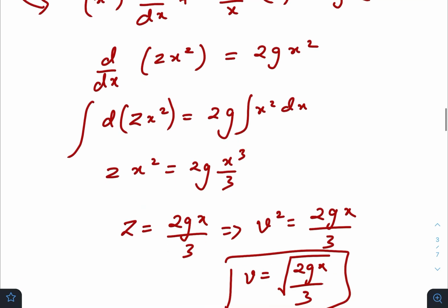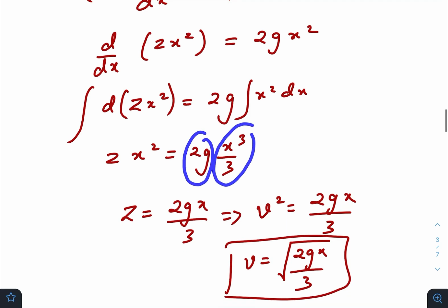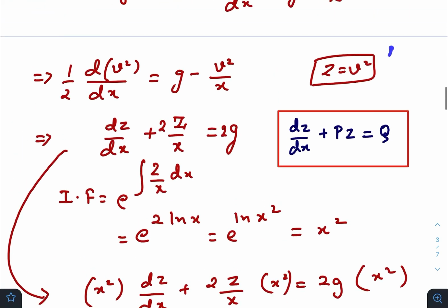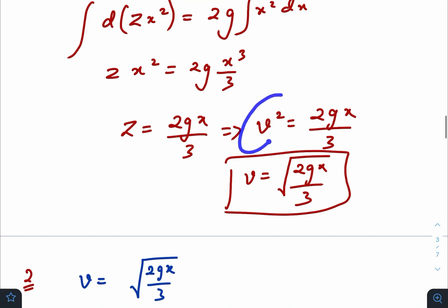So if you keep on integrating, keep on solving, we will get z x square equal to 2g x cube by 3, and finally get z equals 2g x by 3, and we have already taken z equals v square. So just put v square here, you get the expression for speed of the hanging portion when the hanging portion is of length x. So it keeps on changing with x, right? So this one is the answer of our first question.